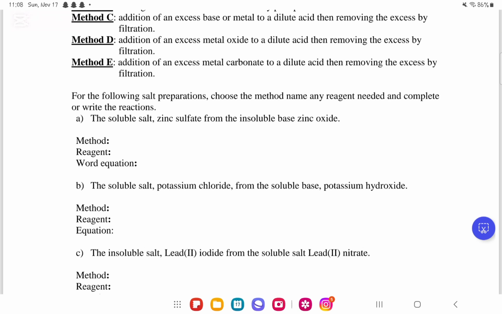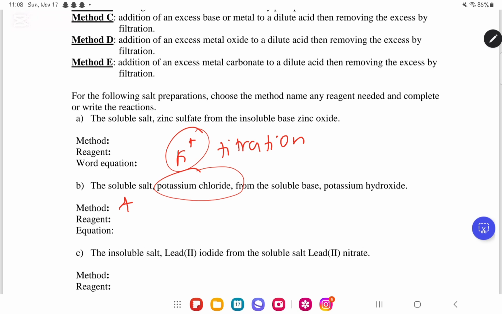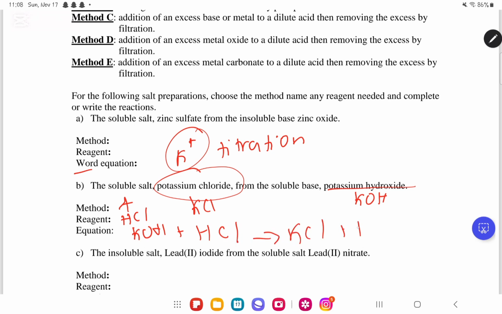Okay, now the soluble salt potassium chloride, from the soluble base potassium hydroxide. We have K+, so we're going to be using titration, and I believe method A was titration. Okay, soluble base potassium hydroxide, KOH. Now we have potassium chloride, which is KCl. Which acid has Cl in it? It is HCl. Now they didn't say the word equation, they said the equation, so it's going to be KOH plus HCl gives us KCl plus H2O.